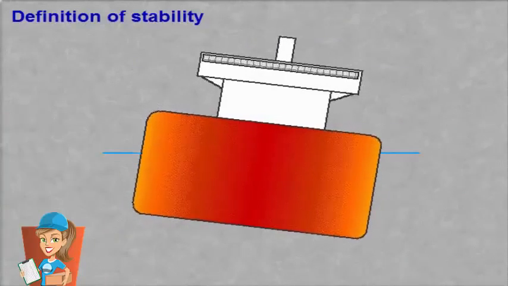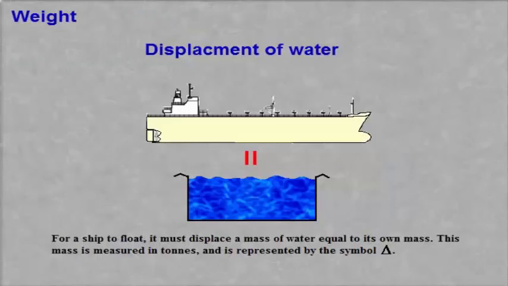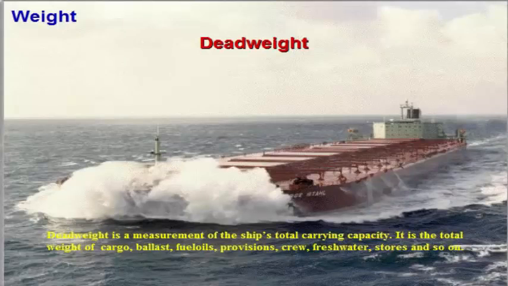Stability is the vessel's ability to return to an upright position after being heeled by an external force. For a ship to float, it must displace a mass of water equal to its own mass. Dead weight is a measurement of the ship's total carrying capacity. It is the total weight of cargo, fuel oils, provisions, crew, fresh water, stores, and so on.